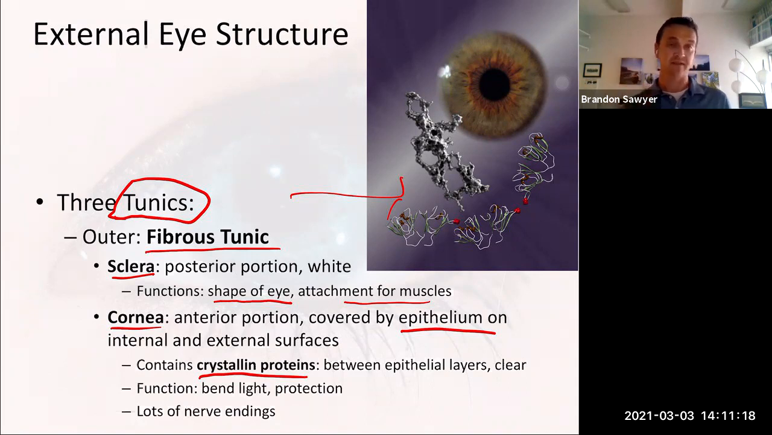And so you have lots and lots of nerve endings in the cornea. For those of you who have ever scratched your cornea, you know what I mean by that. It's extremely painful. You can scratch the white part of your eye, the sclera, and it doesn't really hurt that much. But if you do get some scratches on the cornea, it's a very painful injury, and it can take a while to go away.